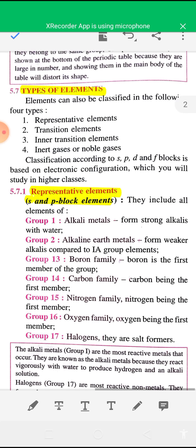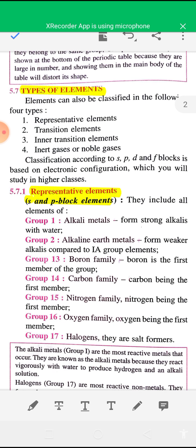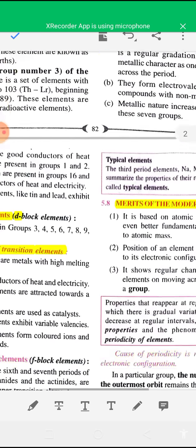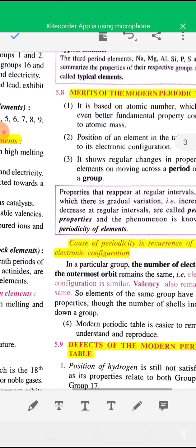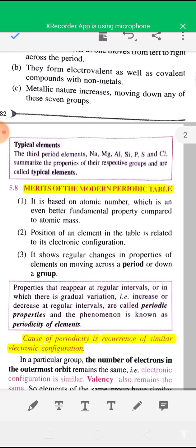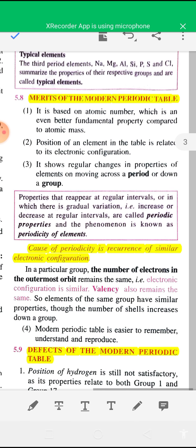Okay, and types of elements also. 4 types of element: representative, transition element, inner transition element, inert gases or noble gases. Okay, so up to this portion, types of elements, I have discussed in the last live class. Now in this video I'll discuss the merits of the modern periodic table.